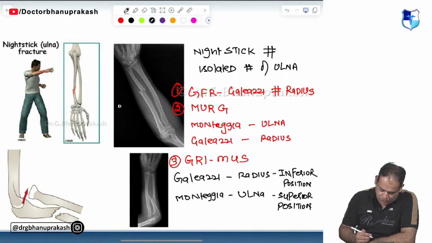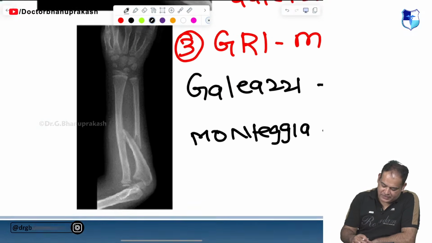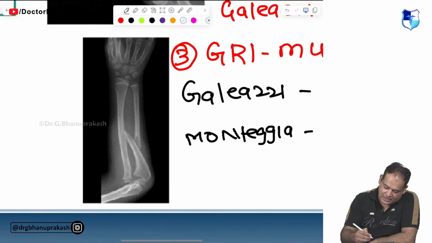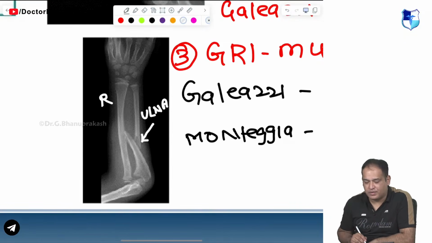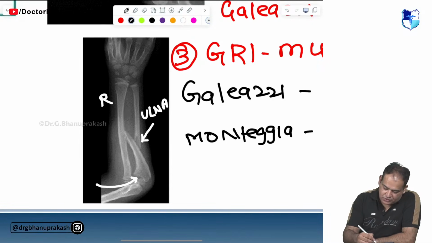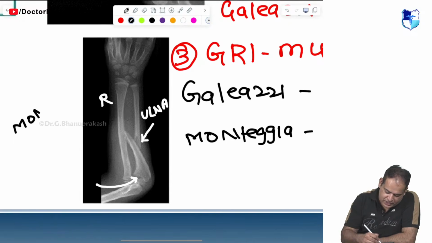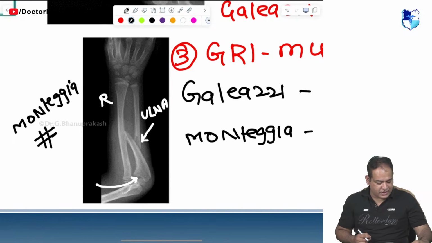Right? Now, you see, this bone is radius, this bone is ulna. What fracture is this? If you notice correctly, radius is perfectly fine and it is the ulna which is broken. And then you see there is a dislocation also. So what you get to see on your screen is a Monteggia fracture.